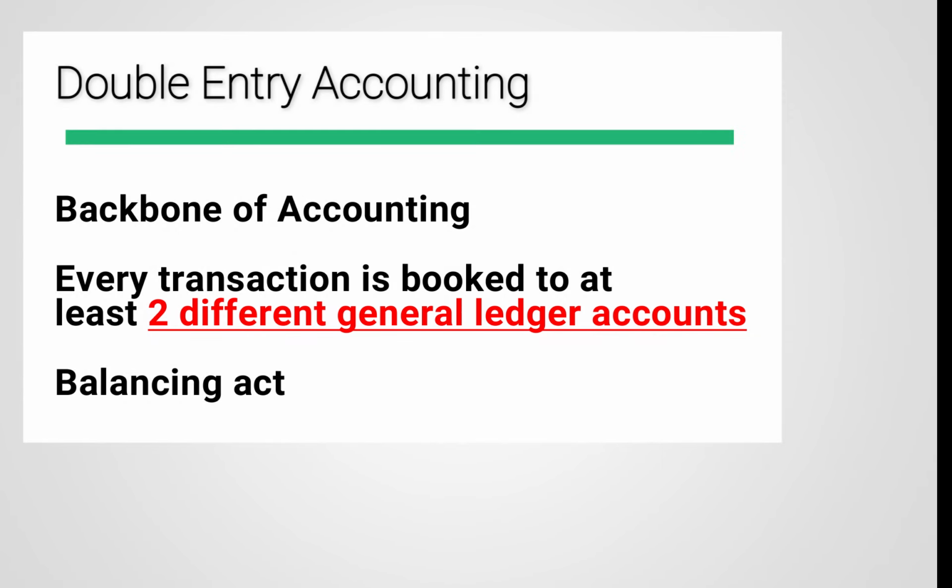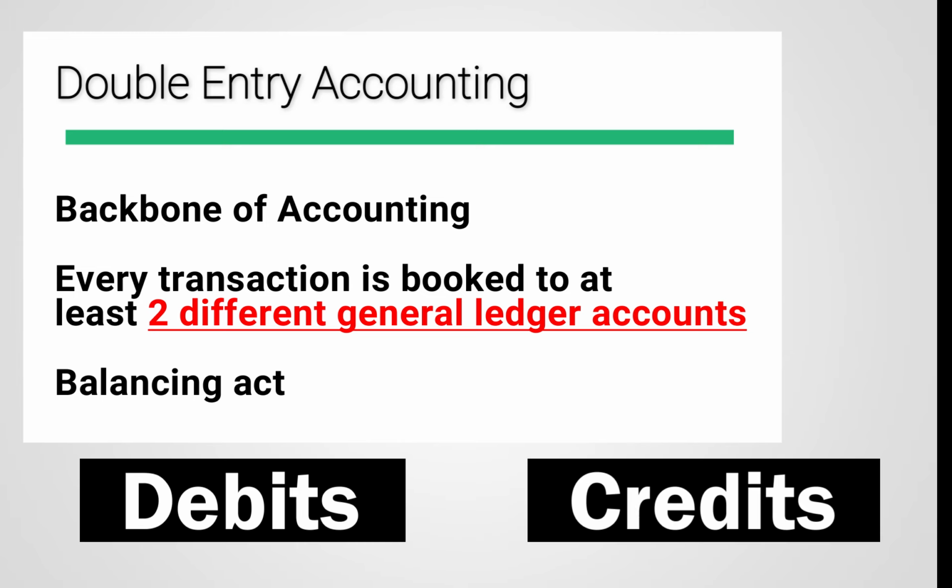Double entry accounting, where you have a debit and you have a credit, is the foundation of modern bookkeeping. It's a system where every financial transaction is recorded to two different accounts. One side, as I said before, is a debit, the other side is a credit. A debit is on the left side of an account, a credit is on the right side of an account. It's a balancing act between debits and credits. That is the fundamental concept of bookkeeping.